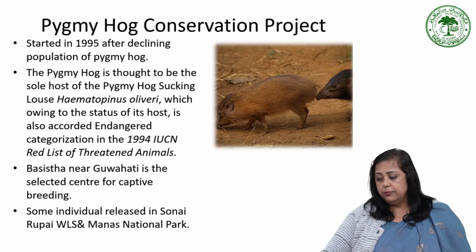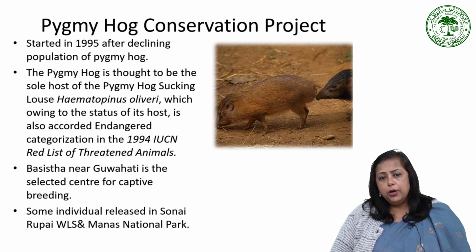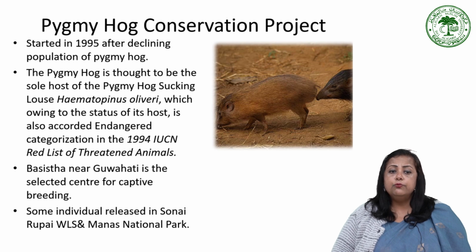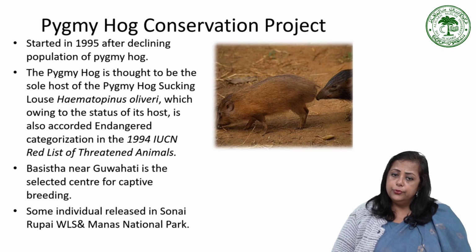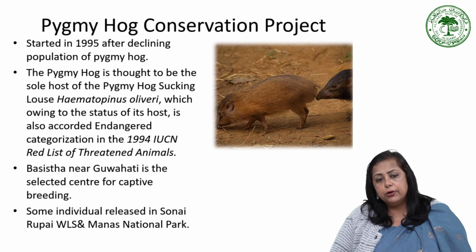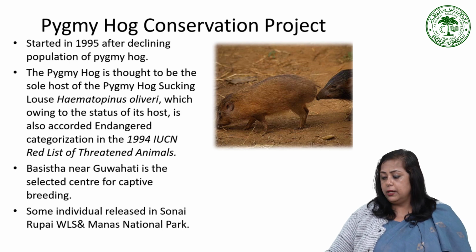The second most successful program is the pygmy hog program, started in 1995 after the declining population of the pygmy hog. Pygmy hogs are found in northeast India. The pygmy hog is thought to be the sole host of the pygmy hog sucking louse, Haematopinus oliveri, which, owing to the status of its host, is also accorded the endangered category in the 1994 IUCN Red List of Threatened Animals. Basistha, a place near Guwahati, was the selected center for the captive breeding program, and some individuals were released in the captive breeding program there. When the population increased, some individuals were released in Sonai Rupai Wildlife Sanctuary and Manas National Park.